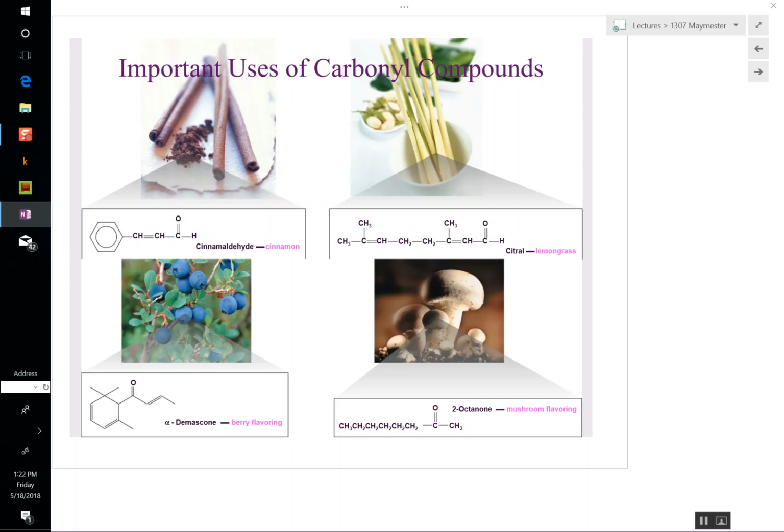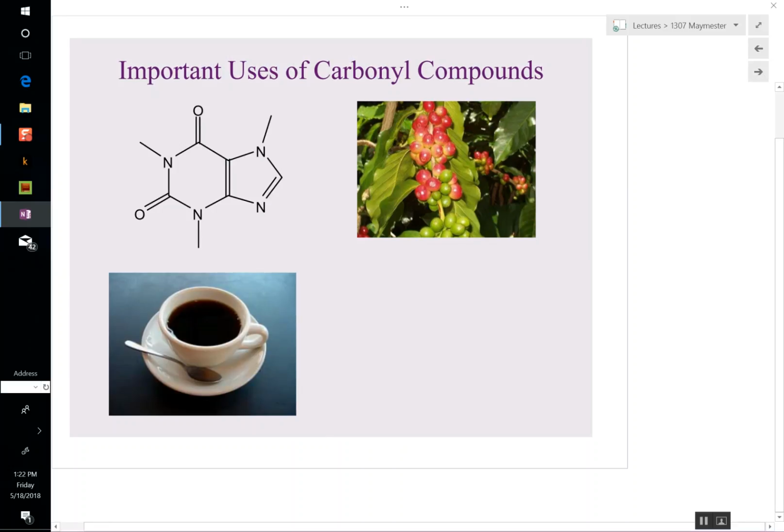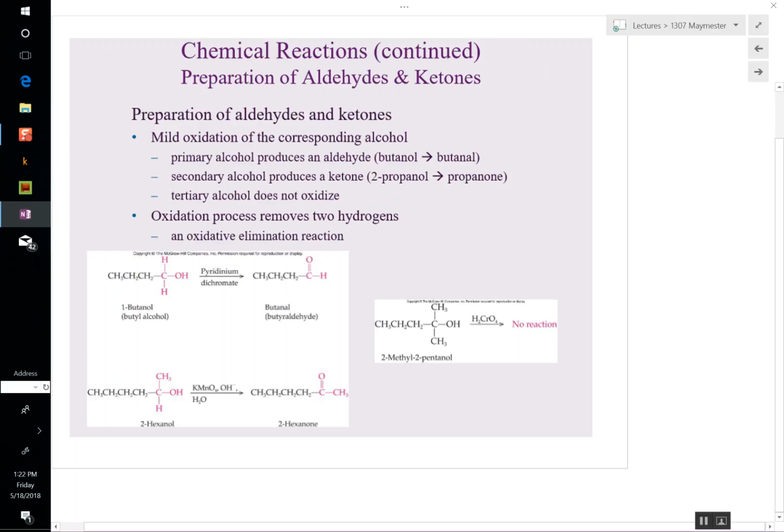Lemongrass is an aldehyde. I don't know why we have caffeine in here, but actually this is not a ketone or an aldehyde, that's an amide, actually. You got the carbon oxygen double bond next to a nitrogen. We'll get to that in chapter 15.